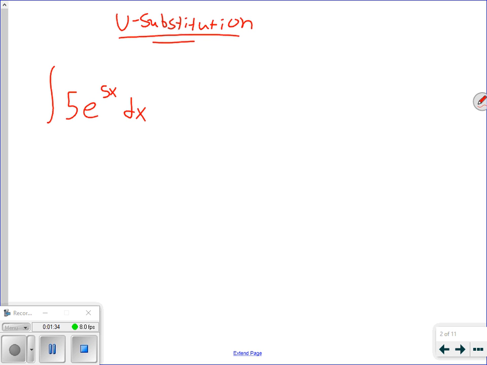Now, originally, we cannot take the integral of this because we have this inner function here, 5x. We don't really know how to take the integral yet, but we have an inner function. So let's go through this in steps. Number one is you want to ID your inner function, and that's what we're going to make u. In this case, our inner function is 5x. We're going to let u equal 5x.